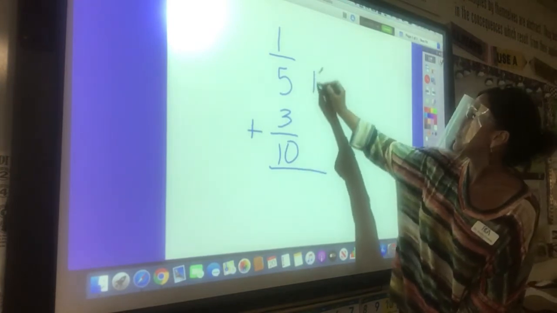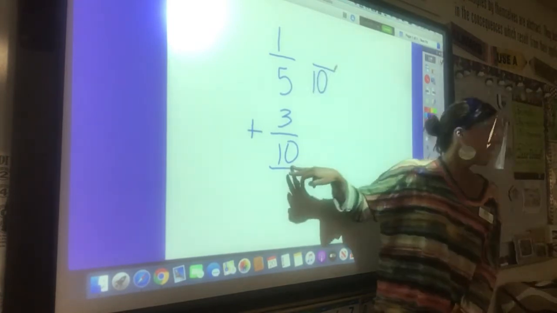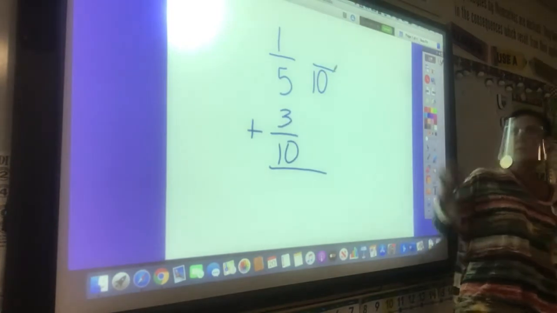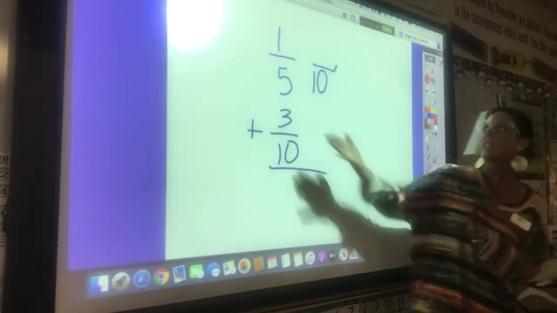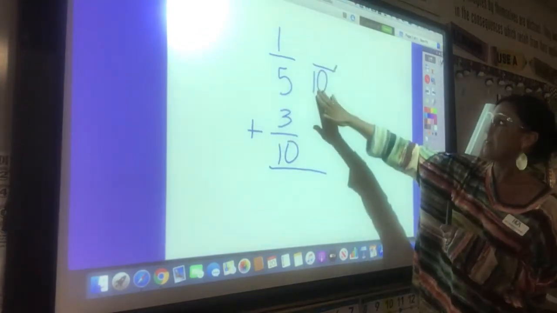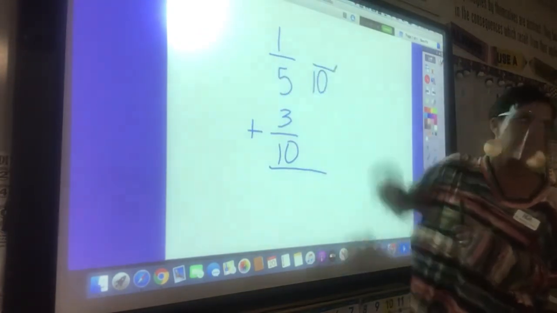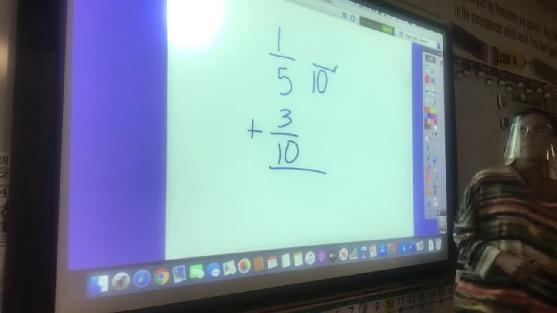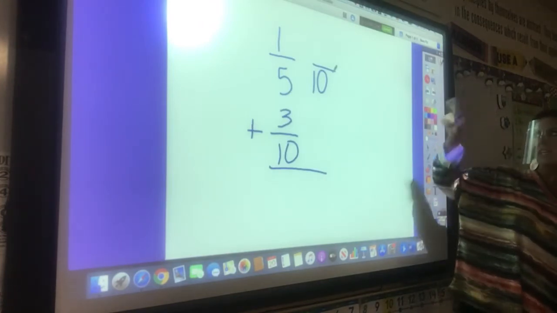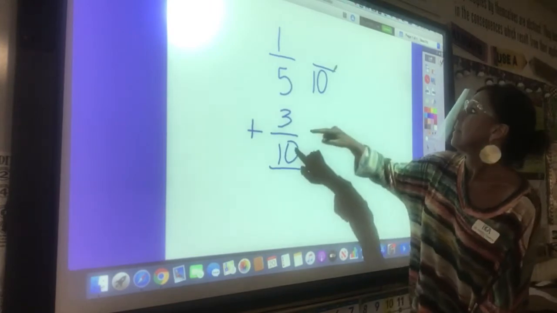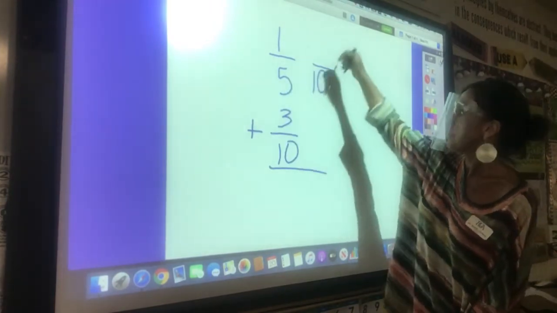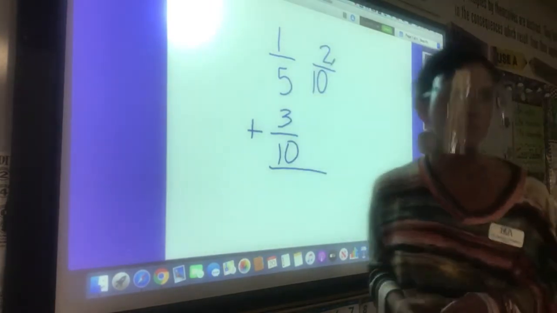So all we need to do is change this fraction. This one already has a 10 on the bottom. We don't need to change it. We just need to change this top fraction. Okay, we're going to do the same thing. What do you do to go from 5 to 10? That same thing needs to happen on the top. Eva? You multiply it by 2. Times 2 on top. Exactly.